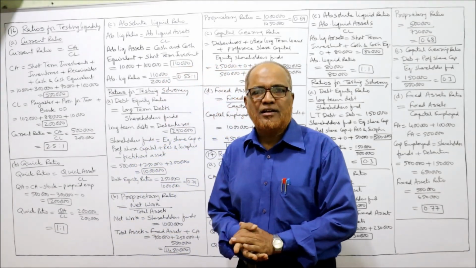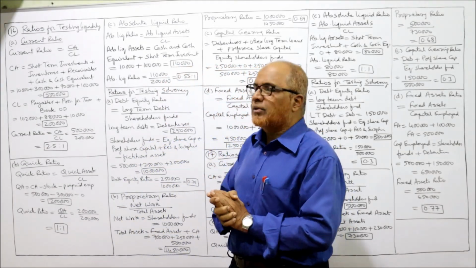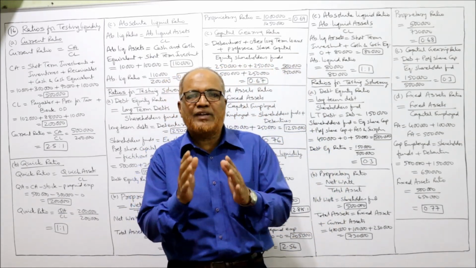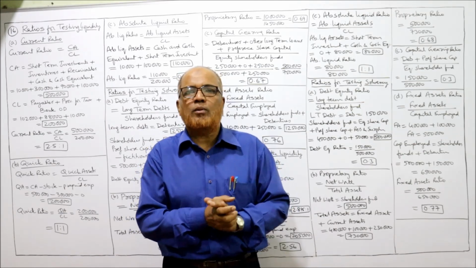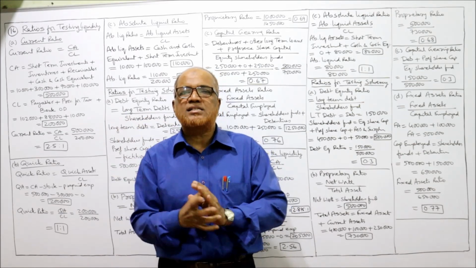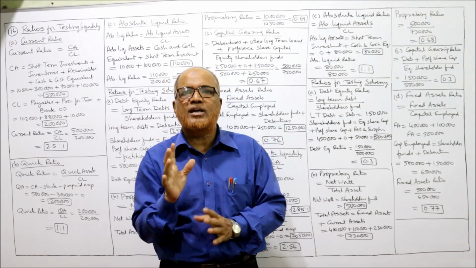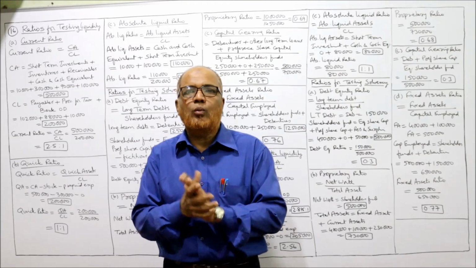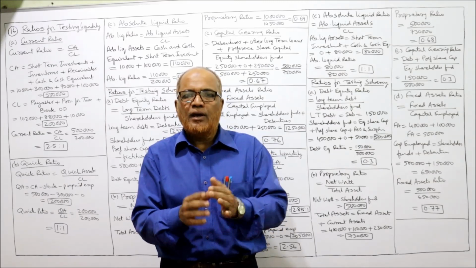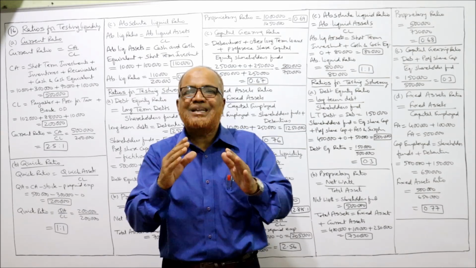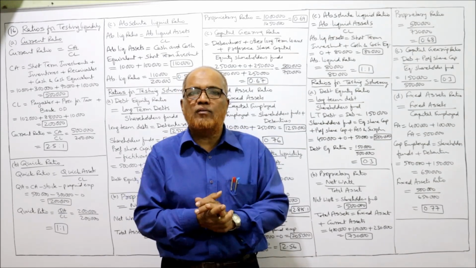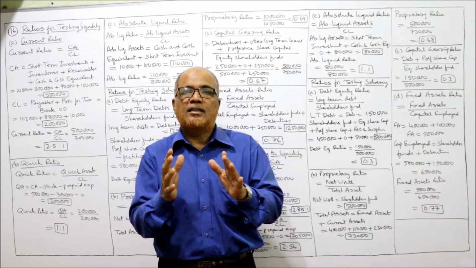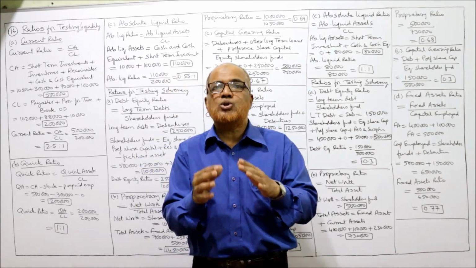I'm Hasham Ali Khan. So now I'm starting problem number 16. I have already uploaded 15 problems in the previous videos. In those problems, it specifically asked you to calculate so-and-so ratios. But from here onwards they will not specify. The problem will simply say test the liquidity, test the profitability, test the solvency, like that. That means it will not specify which ratios you have to calculate.